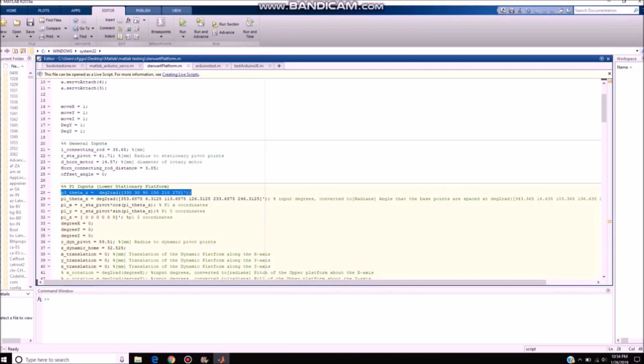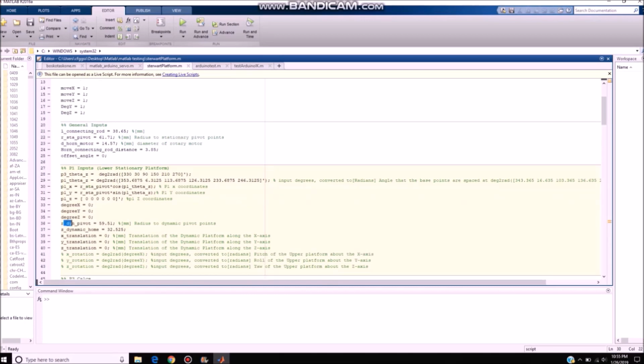So these are our thetas. In this case, our stationary ones are 60 degrees apart from each other, and for our dynamic ones, these are the angles that I found from SolidWorks. To calculate those 6 stationary points, we figure out our radius and our theta, and then we can figure out our x and y coordinates.